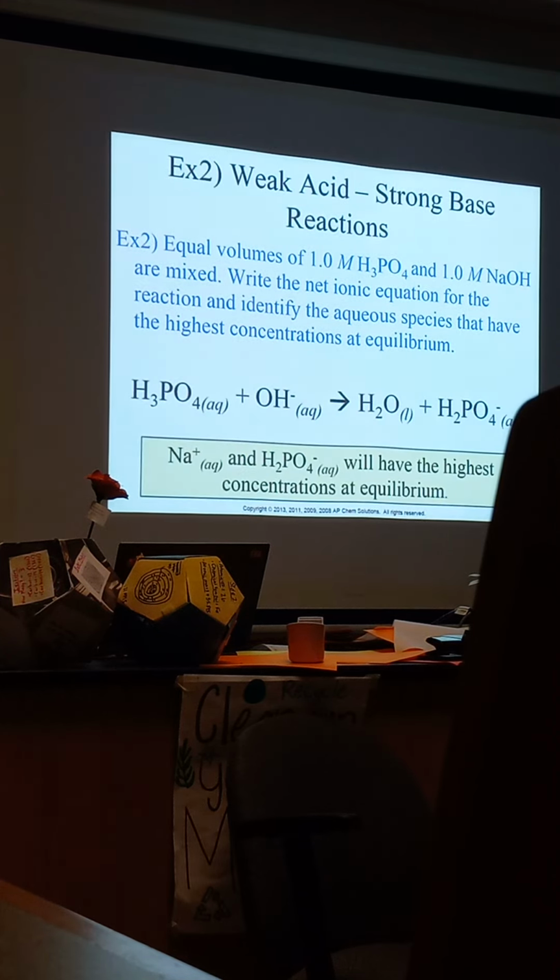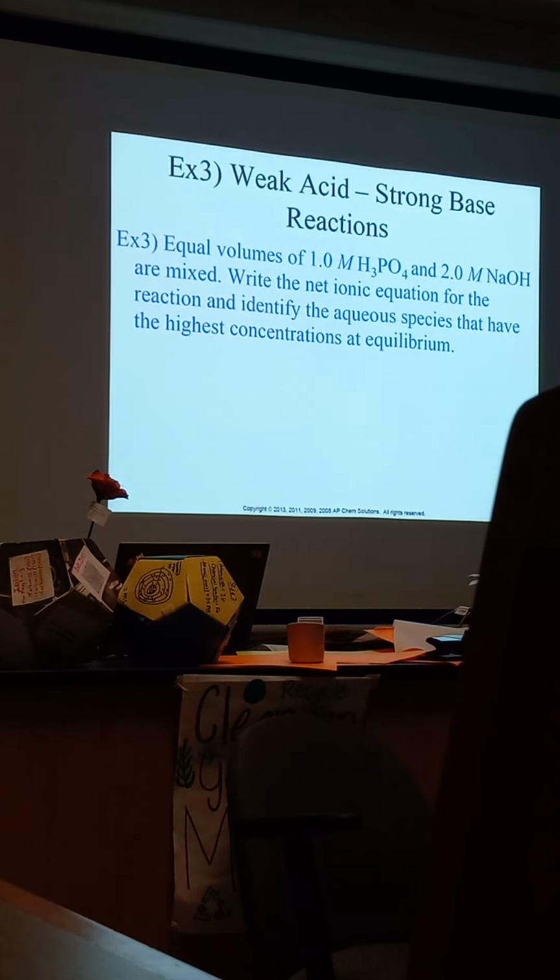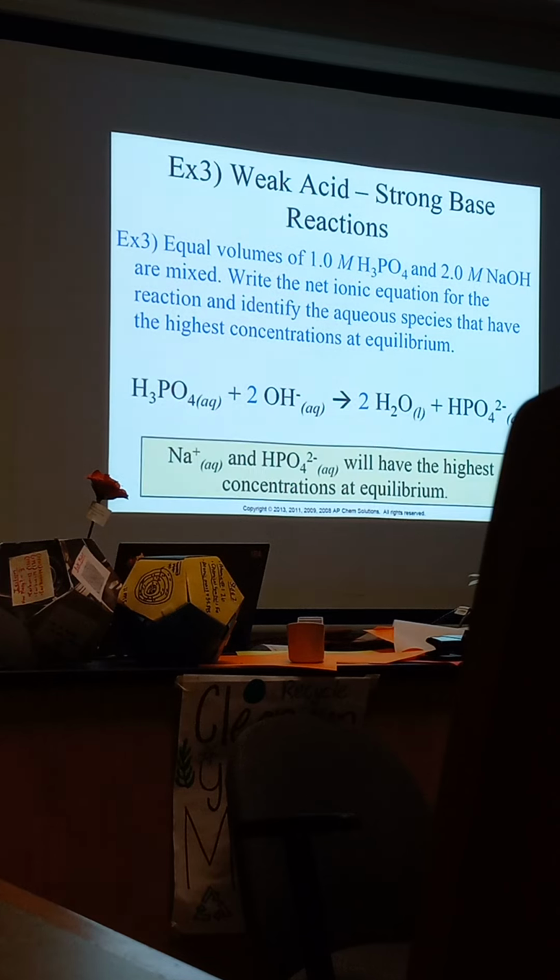I'm going back to the first one. Originally we made H2PO4 minus because we had equal amounts of these two. But when you increase your NaOH, now we have extra and it can go after this one. Guys, what does it mean when we take off an H? It's called deprotonating. We further deprotonate it to make HPO4 2 minus. What happens if we have 3 molarity, not just 2? Well, then it would make PO4 3 minus.